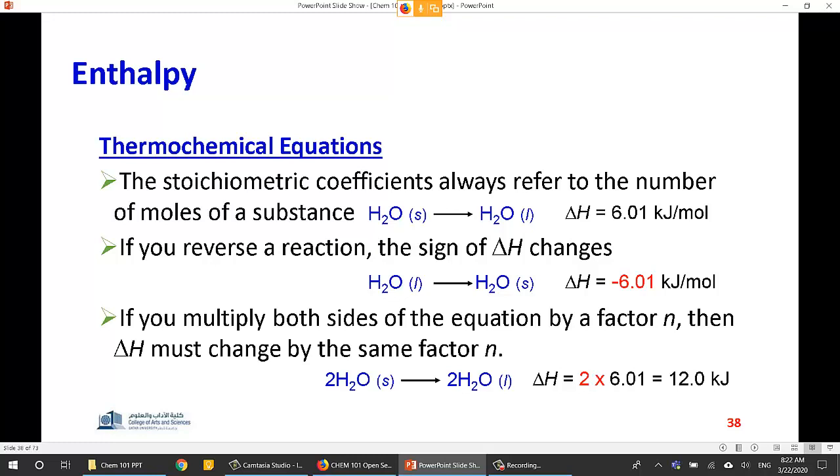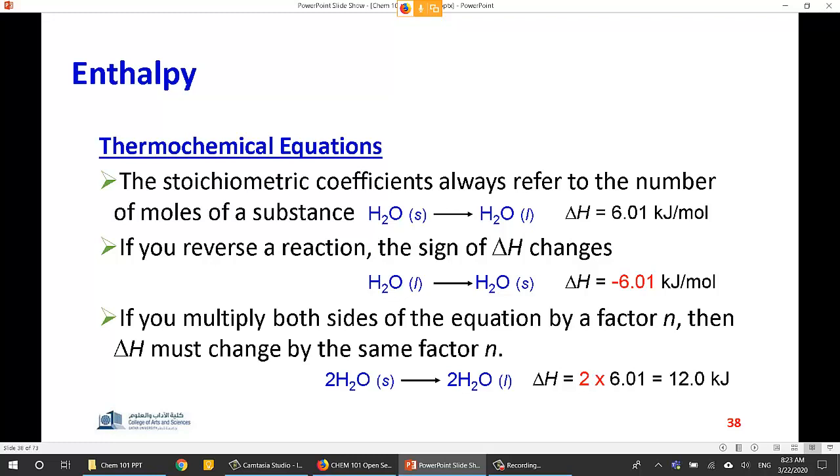So here, when I say H2O solid goes to H2O liquid, delta H for that is endothermic, it's about 6.0 kilojoule per mole. Now, what is kilojoule per mole of what? I read this as kilojoule per 1 mole of water. Okay, so this is how you read this.